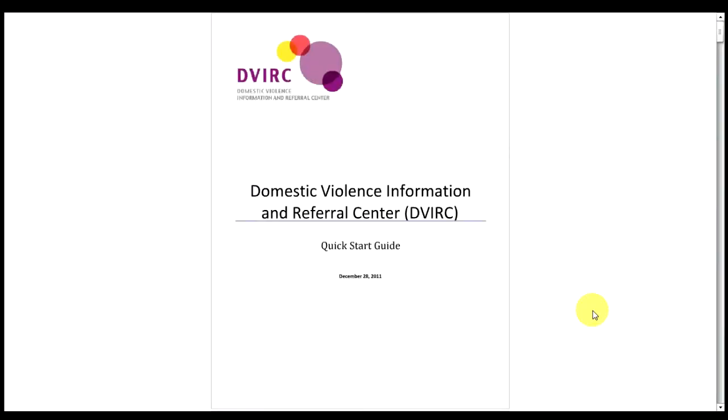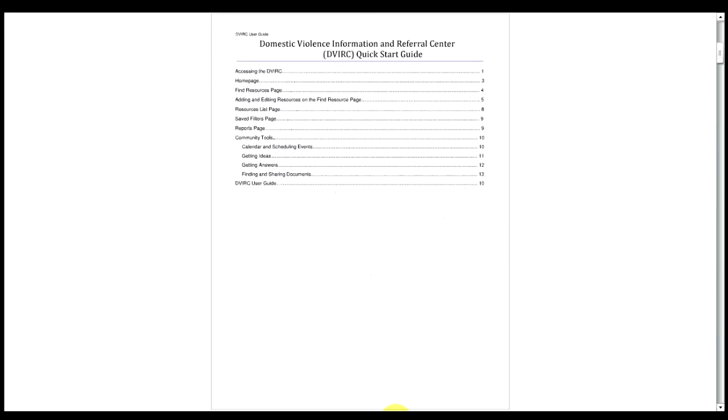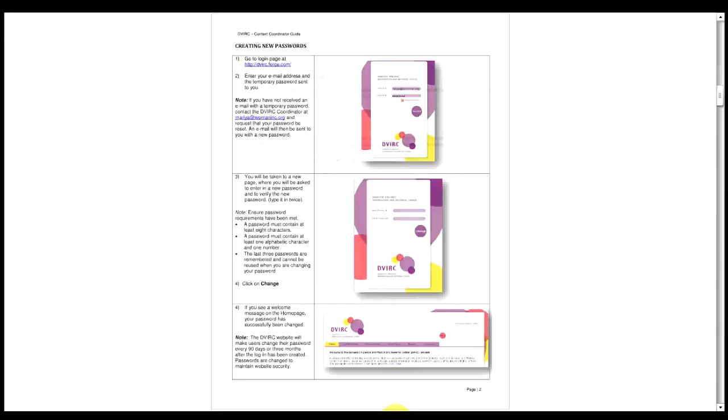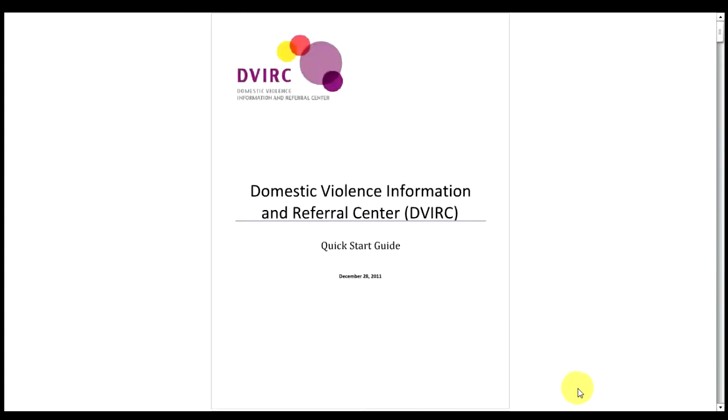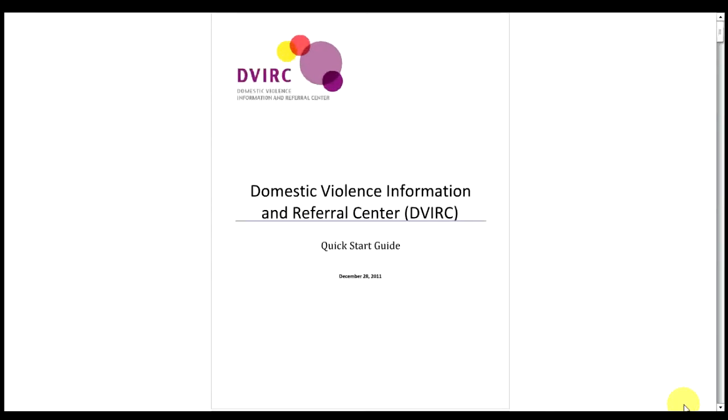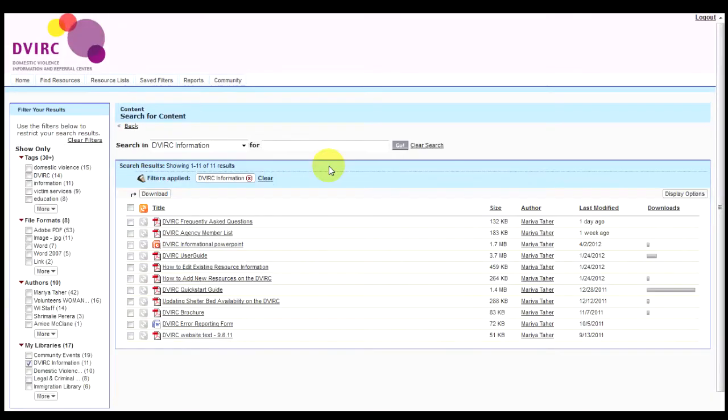Through the full screen button, you have several options. You can scroll through pages by clicking on the arrows down below. You can also zoom in and out of the document as needed. Once you are done with the document, you can exit this screen by clicking on the button at the bottom right. The DVIRC Quick Start Guide is geared towards answering basic questions.